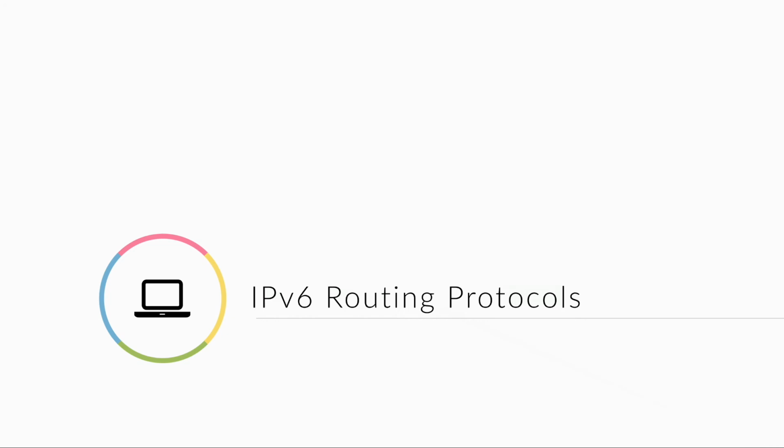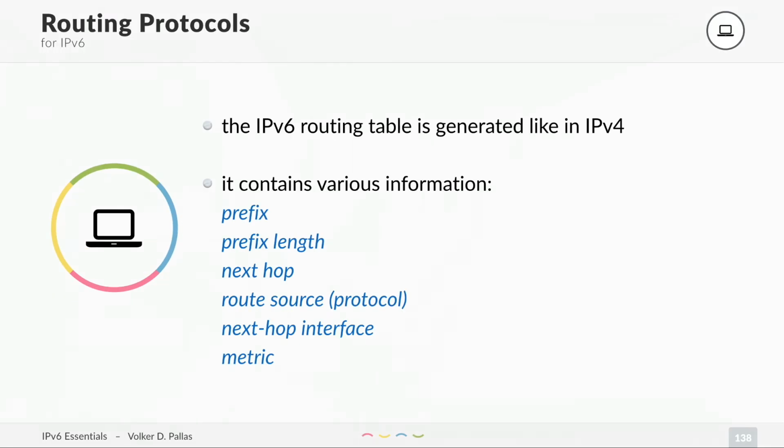Let's have a look at the different routing protocols. We have different ones and all of them are already available for IPv4, so you might probably know them. But let's start with the basics first. The routing table of IPv6 is generated like in IPv4.